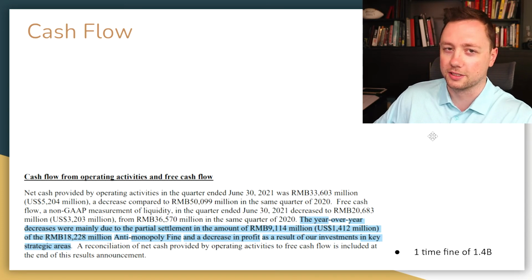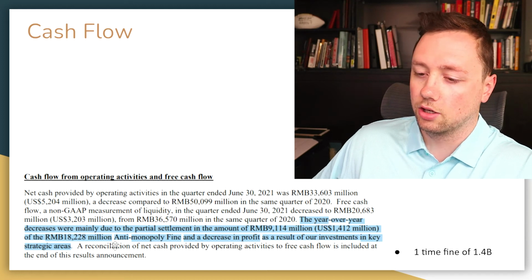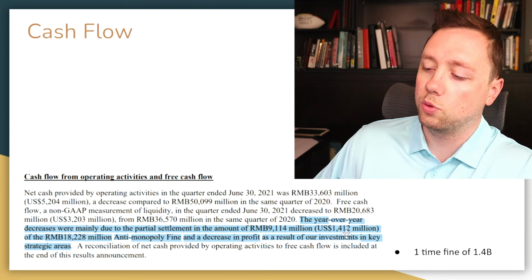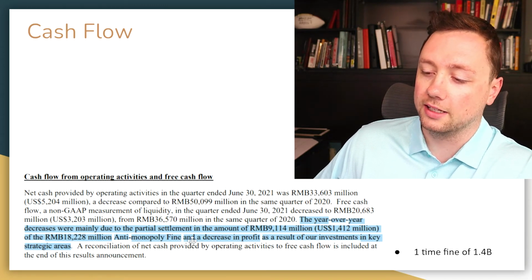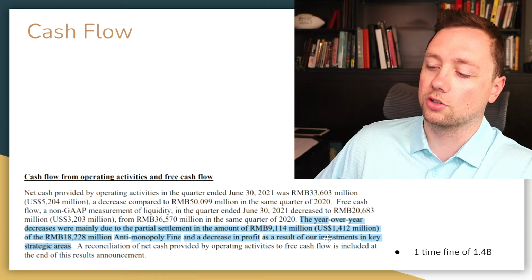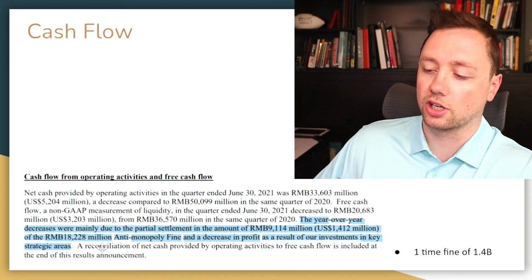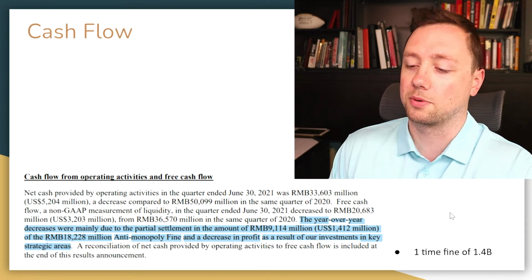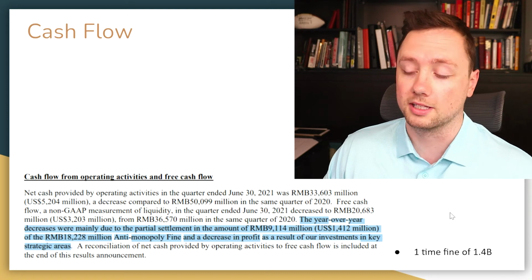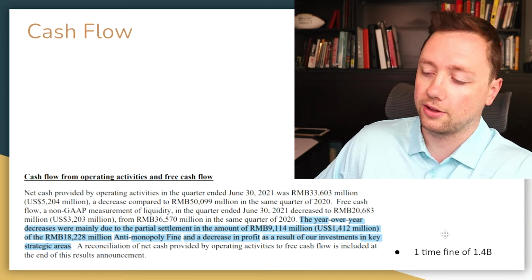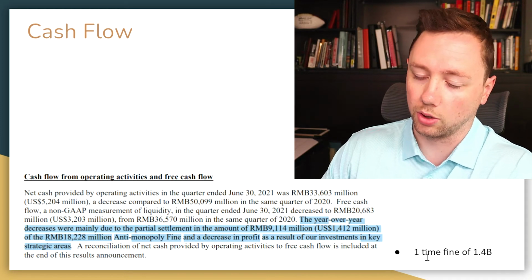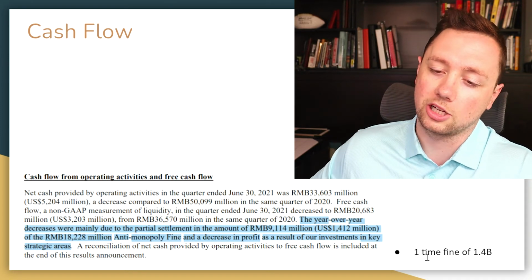of these Chinese companies. So Alibaba writes here that the year-over-year decreases were mainly due to the partial settlement in the amount of 1.4 million US dollars in anti-monopoly fine and a decrease in profit as a result of our investment in key strategic areas. And so they had to pay a $1.4 million fine as part of an anti-monopoly policy, basically. And on top of that, they're also investing more and more money into key strategic areas for growth. And so those are the reasons why the cash flow has declined.